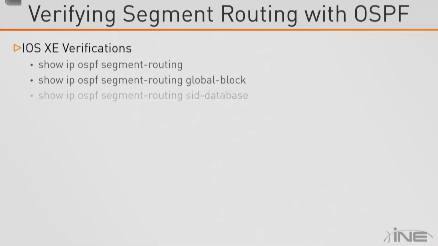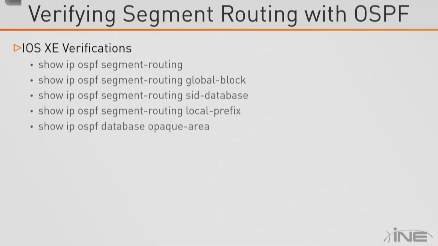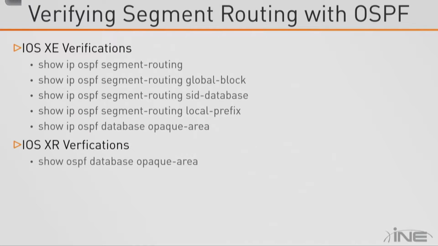Okay, some verifications we're going to go through. Most of these are going to be under show ip ospf segment-routing. And then in the database, we could look at the opaque area LSAs, and that's going to show the specific details of what they're actually advertising into OSPF. Okay, and in IOS XR, for whatever reason, there's not really many good verifications, at least in the version that I'm running. We can mainly look at just show ospf database for the opaque area, and then see what specifically is encoded into the database.